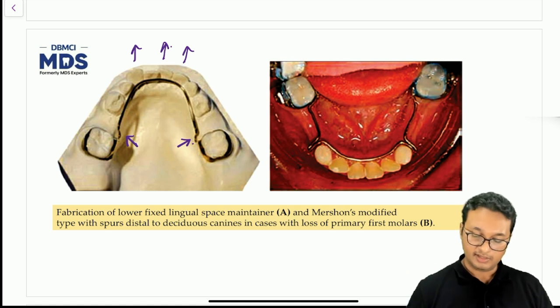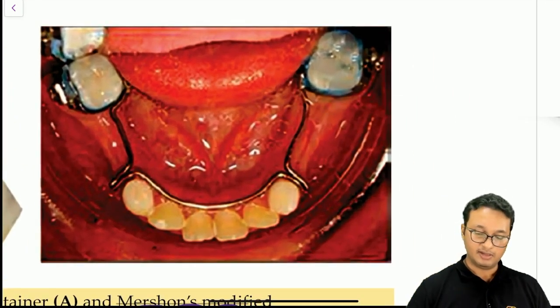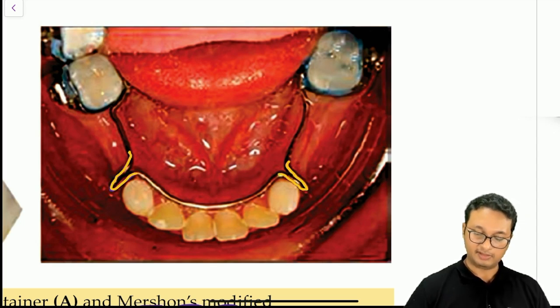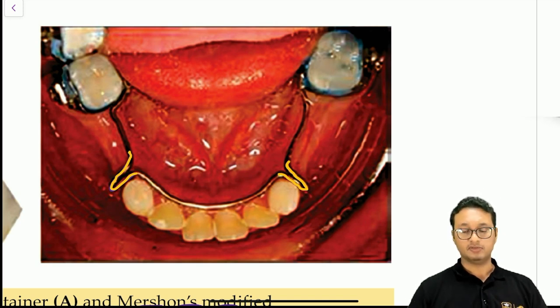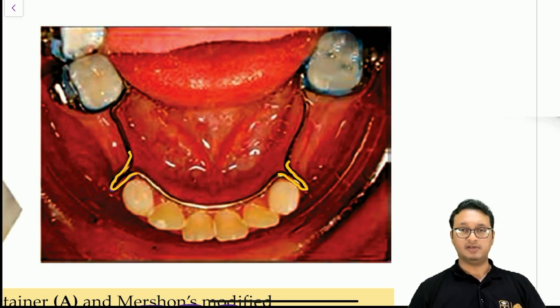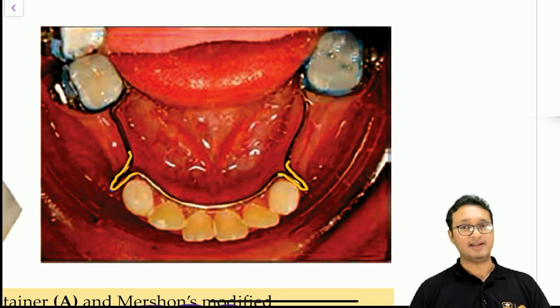Number two is called Mershon's modification. So what is done here? A small spur, a small U shape, is given in the arch wire, which is placed just distal to the canine. So what it does, it doesn't allow for the posterior movement of the anterior segment. That means it doesn't allow for the collapse of the lower anterior segment. So that is what Mershon's modification is.